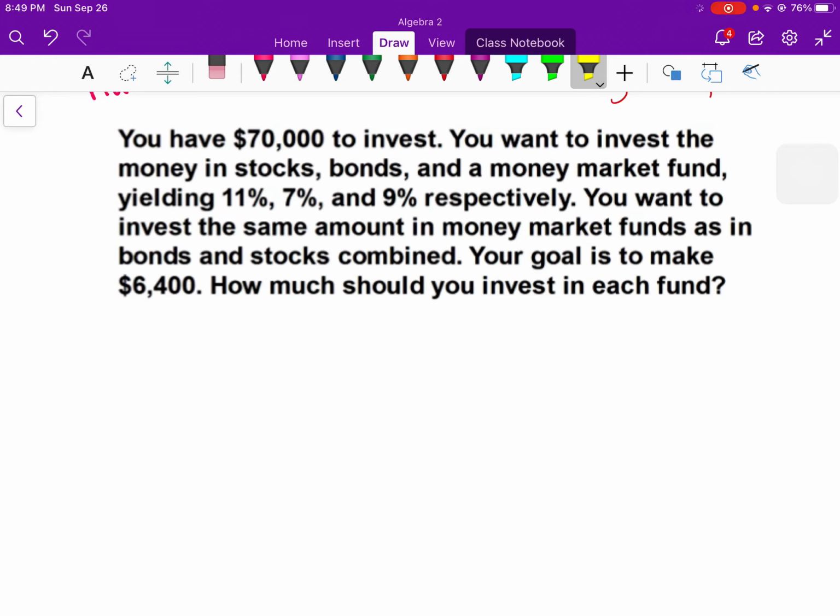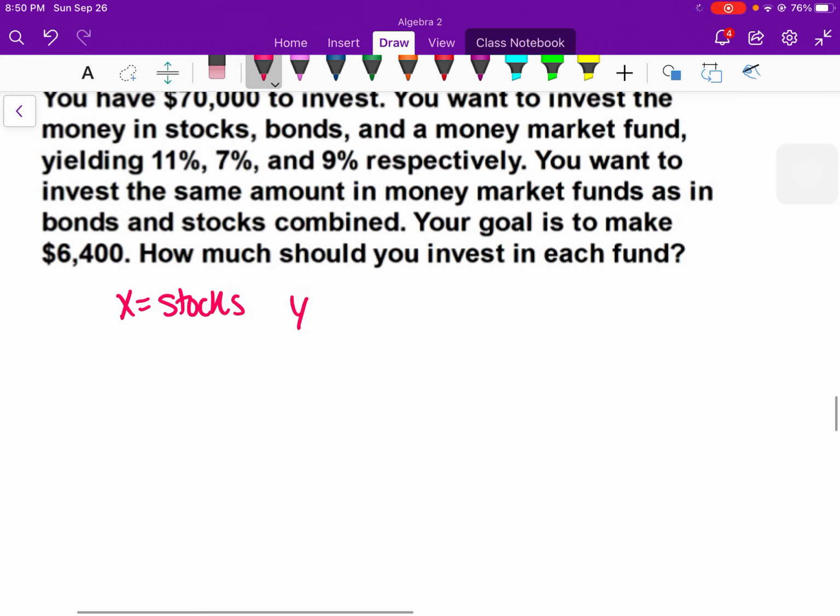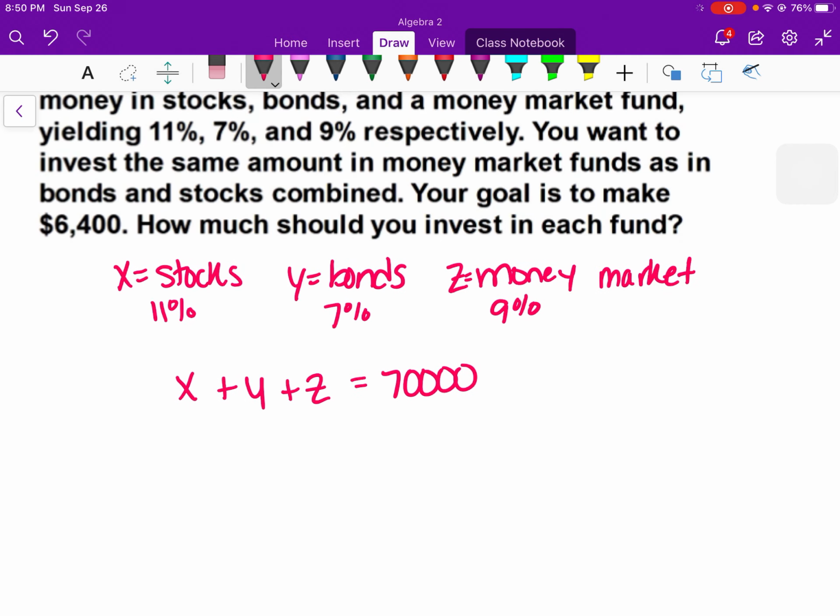All right, so variables first. We got X could be stocks, Y could be bonds, and Z is going to be our money market. Stocks is 11% yield, bonds is 7% yield, and money market is 9%. If you have the total amount of money, X plus Y plus Z, you had $70,000 to invest. So that's your first equation.